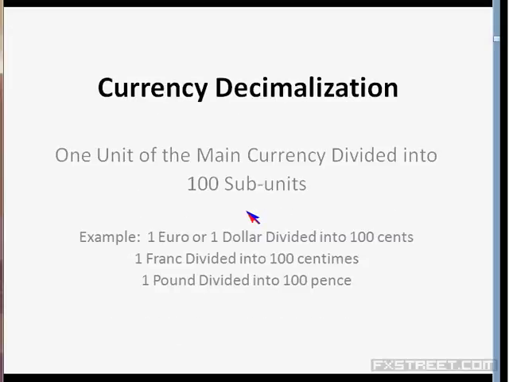Currency decimalization has caused one unit of the main currency to be divided into 100 subunits. For example, 1 euro, which is the main unit, or $1, has been divided into 100 cents. 1 Swiss franc is divided into 100 centimes, and 1 pound is divided into 100 pence.